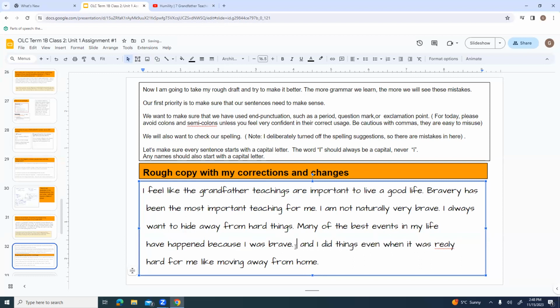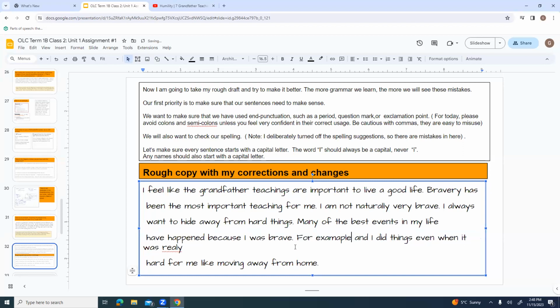For example, sorry, capital F. For example, I felt brave when I moved away from home for the first time.